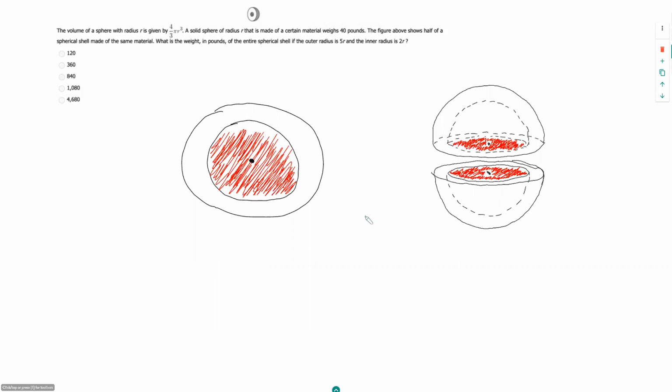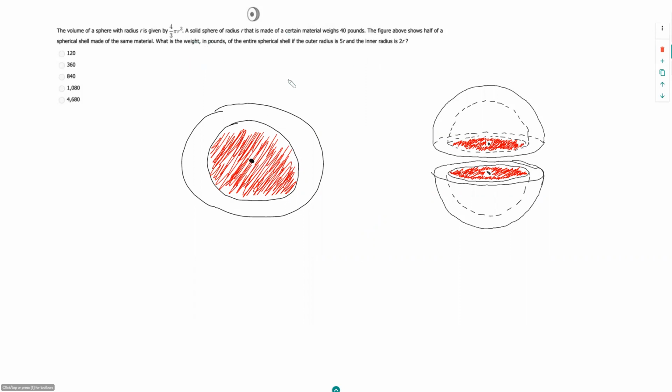The volume of a sphere with radius r is given by 4/3 pi r cubed. A solid sphere of radius r that is made of a certain material weighs 40 pounds. The figure above shows half of a spherical shell made of the same material. What is the weight in pounds of the entire spherical shell if the outer radius is 5r and the inner radius is 2r? So what in the world is going on here?